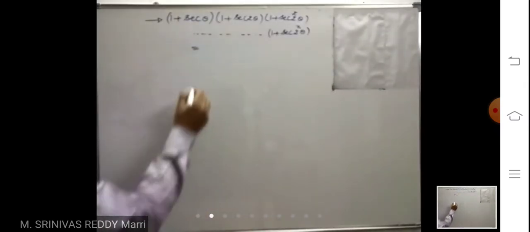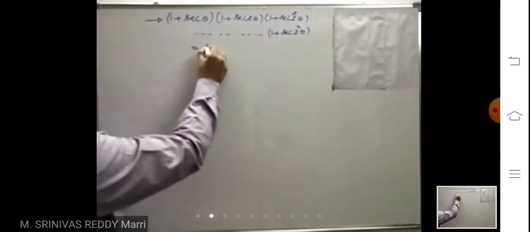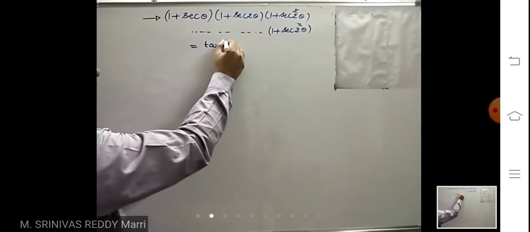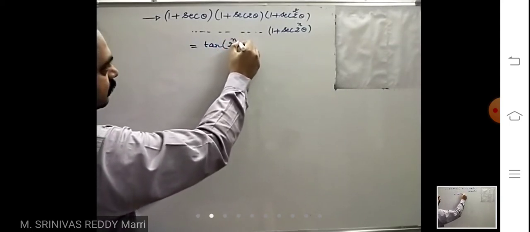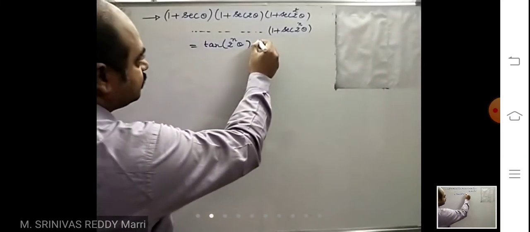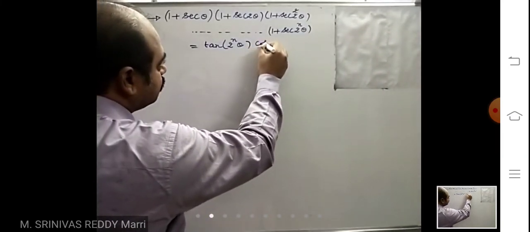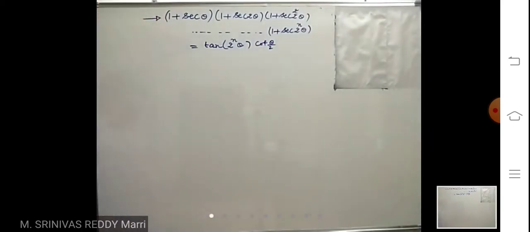This result is tan 2 power n theta into cot theta by 2.